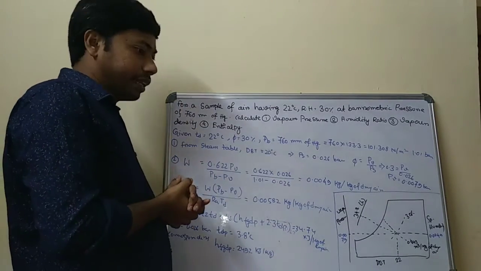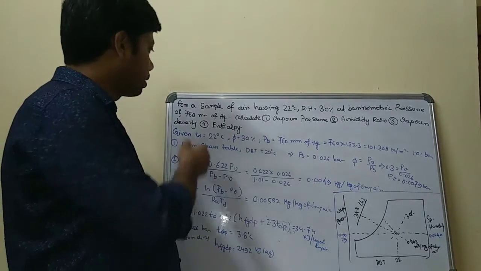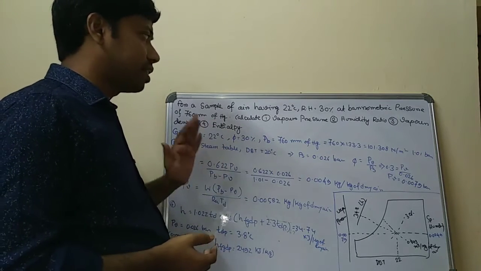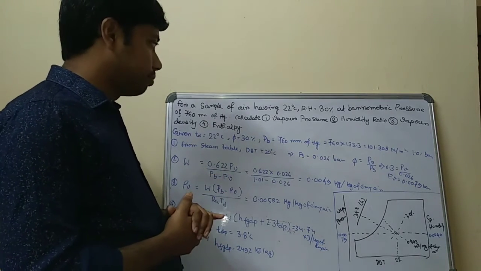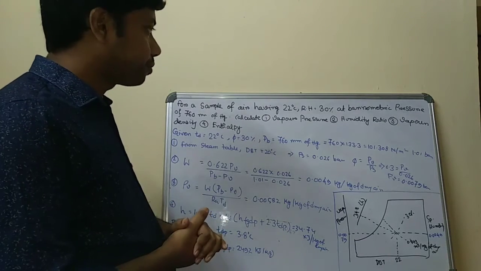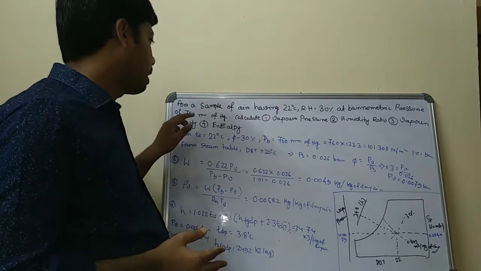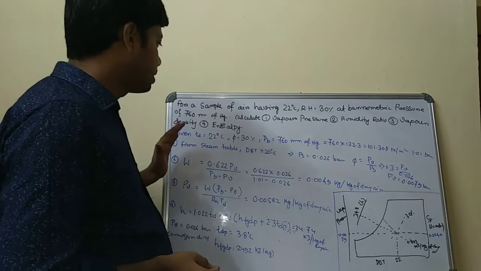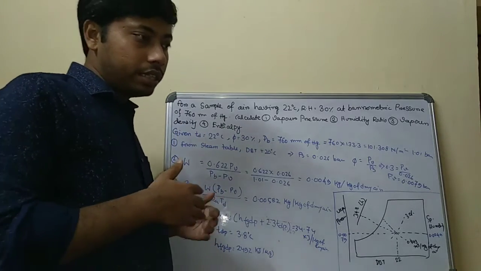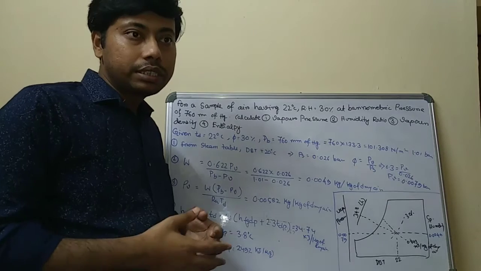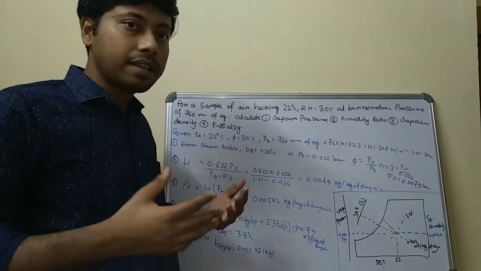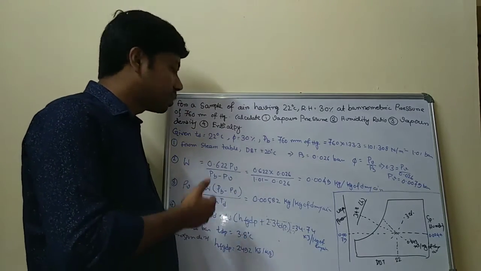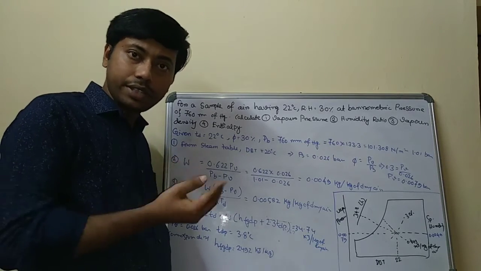Now in this part of the numerical, in the psychrometric chart, the problem is: for a sample of air having a dry bulb temperature of 22 degrees Celsius and relative humidity of 30%, at a barometric pressure of 760 mm of Hg, calculate the vapor pressure, humidity ratio, vapor density, and enthalpy. In the psychrometric chapter, we already discussed the formulas to calculate vapor pressure, humidity ratio, vapor density, and enthalpy. So all those things we already discussed.